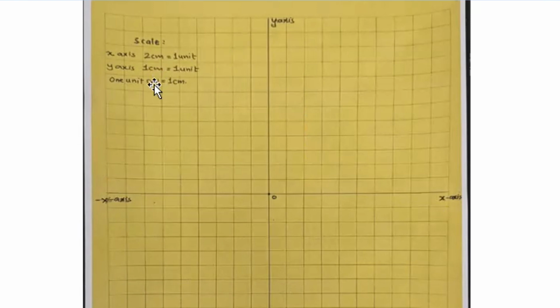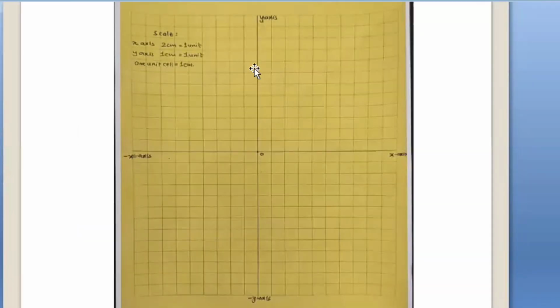In the same way, we will take the y-axis scale. Here they said 1 centimeter is equal to 1 unit, so I will select 1 centimeter along the y-axis as 1 unit. So 1 is here, then 2, 3, 4, 5, up to any number you want, whatever is mentioned in the table.